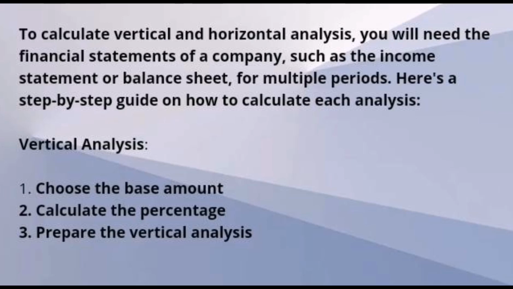Second, calculate the percentage. Divide each line item on the financial statement by the base amount and multiply by 100 to get the percentage. This will show the proportion of each item relative to the base amount. And lastly, prepare the vertical analysis. Create a vertical analysis table or column where you list each line item and its corresponding percentage.